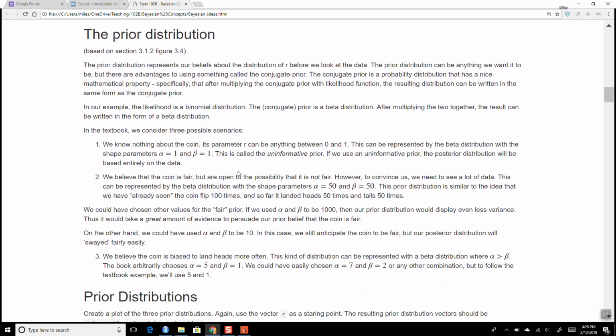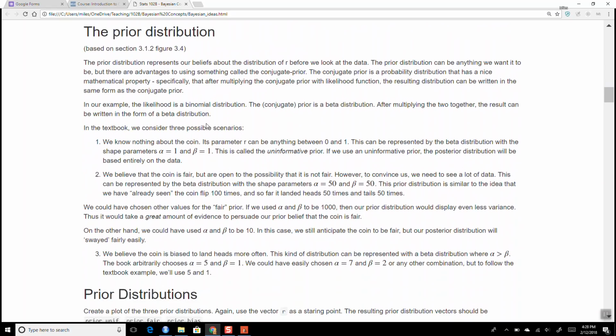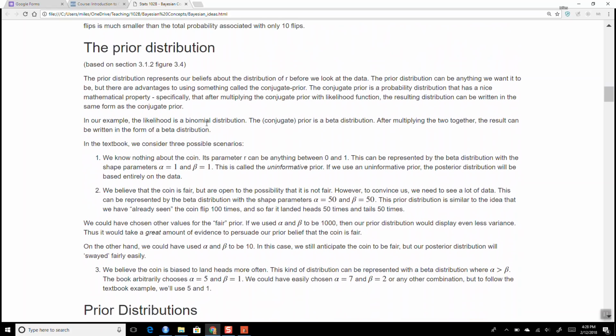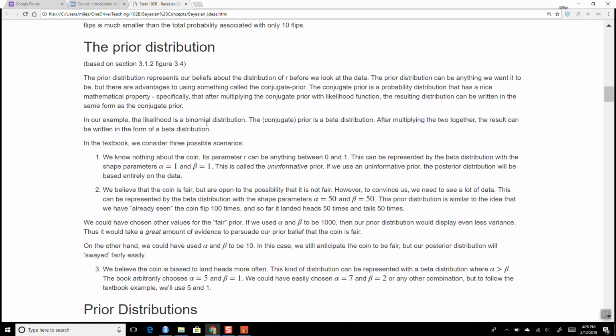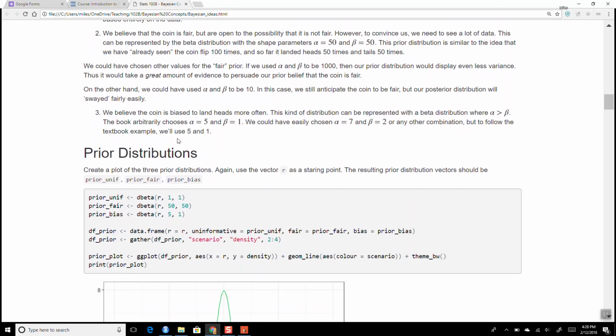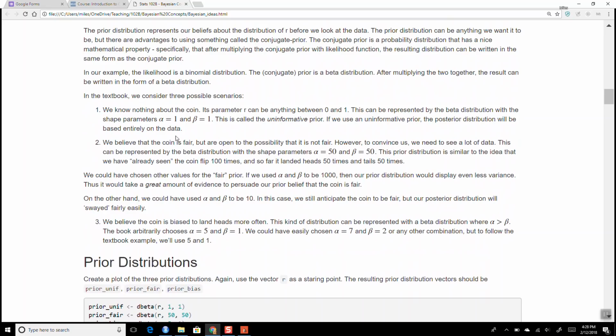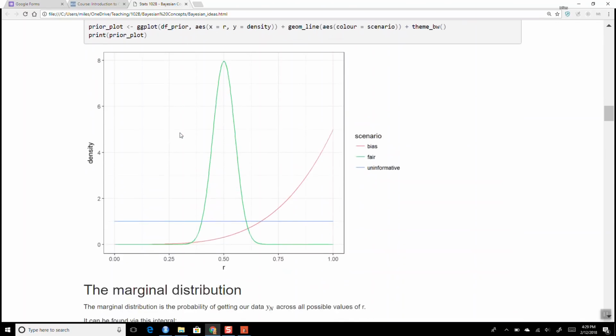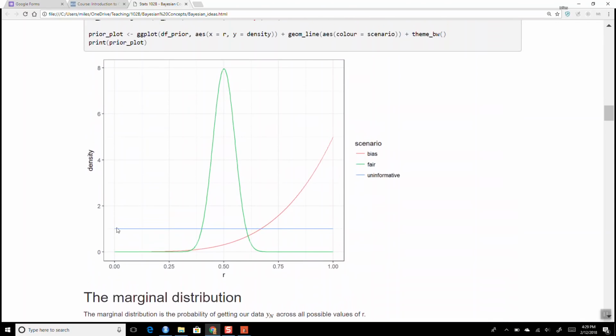Okay, so the prior distribution, we said we're going to use a beta distribution, and we're going to look at 3 different prior scenarios. Okay. And one we will say is a flat prior. This is called the uninformative prior, which is this, okay? This means every possible outcome between 0 and 1 is equally likely. So this is the flat prior.